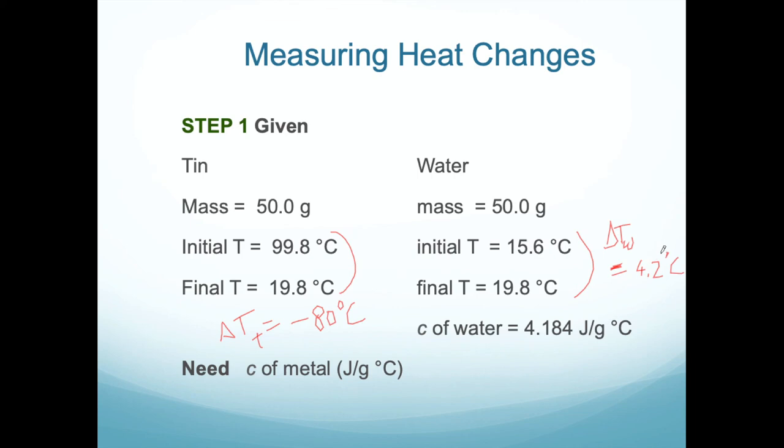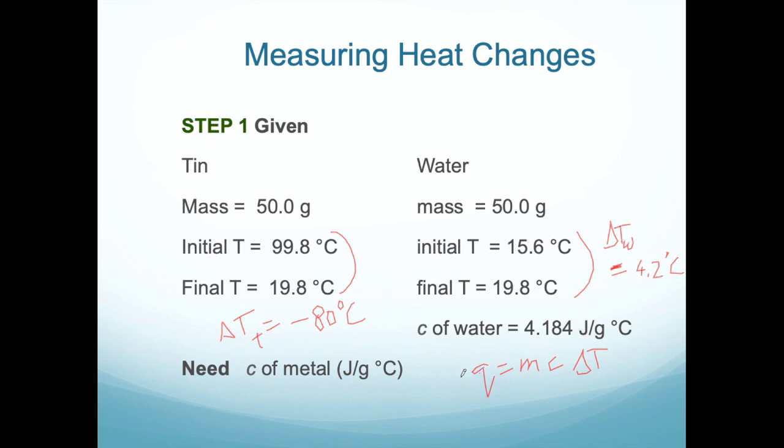Okay, so we can break this down into two steps. Look at the information you're given, the one that's more complete, and you'll notice that the water has 3 out of the 4 variables. We've got the mass for the water, the specific heat capacity of the water, and delta T for the water. In other words, in our formula, Q is equal to mc delta T, we have the mass, the specific heat, and delta T for water. We can figure out how much heat went into the water.